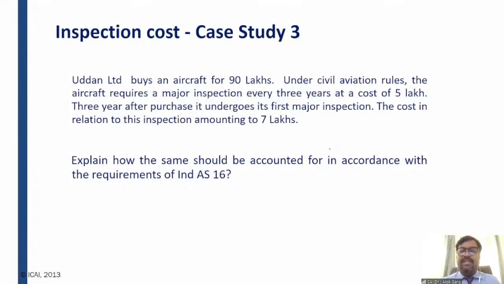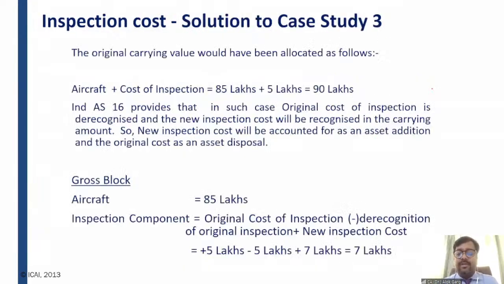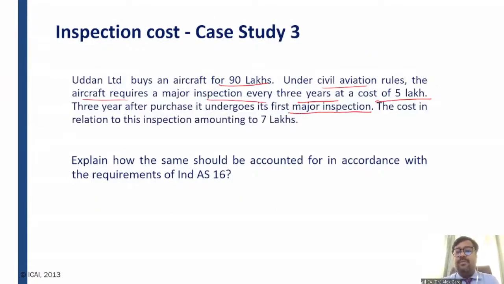So let's do this case study 3. Udan Limited buys an aircraft for rupees 90 lakhs. Under civil aviation rules, the aircraft requires a major inspection every 3 years at a cost of 5 lakh. So normally, at every 3 years, the inspection has to happen at a cost of 5 lakh. 3 years after purchase, it undergoes its first major inspection. The cost in relation to this inspection amounts to rupees 7 lakh. So when the company bought the aircraft, the cost was 90 lakh, which is inclusive of 5 lakh rupees of inspection cost.